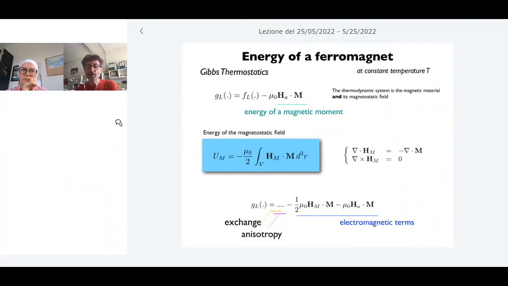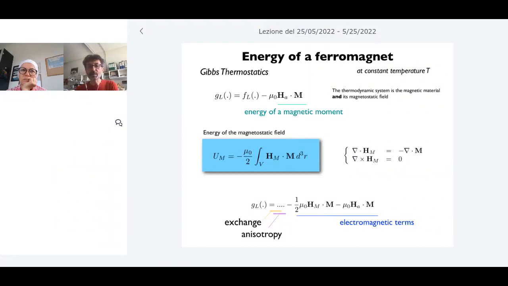So the right choice is the following. To choose the Gibbs potential and to choose as a thermodynamic system the magnetic material and also the magnetostatic field produced by the magnetization itself. Then we already know one basic relation from the previous lecture, the fact that the Gibbs potential is related to the free energy, so it's the free energy minus mu0 HA times m.